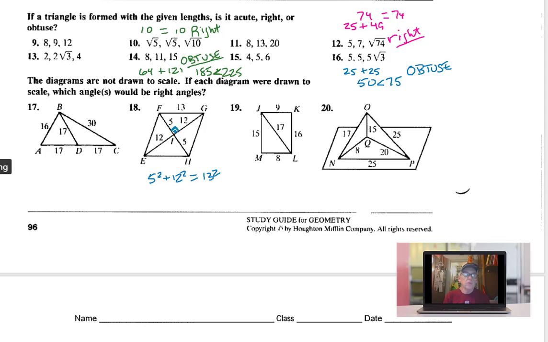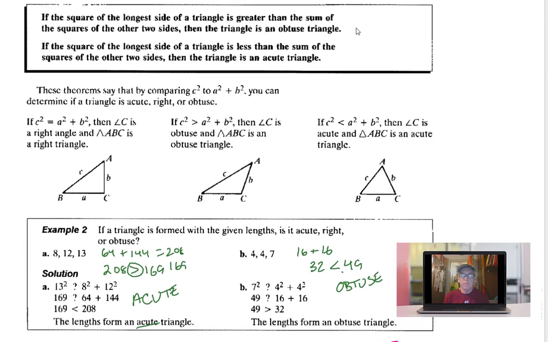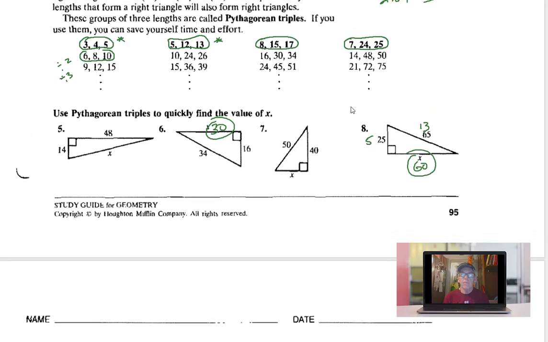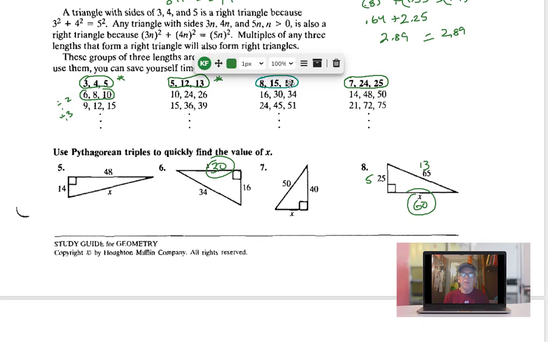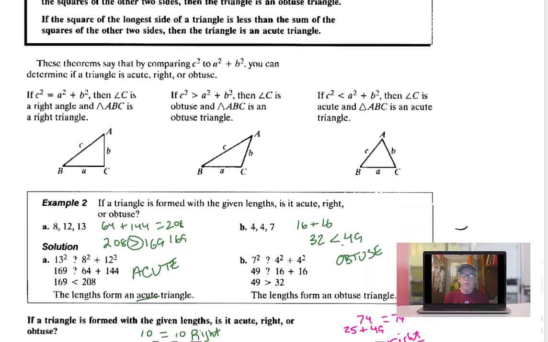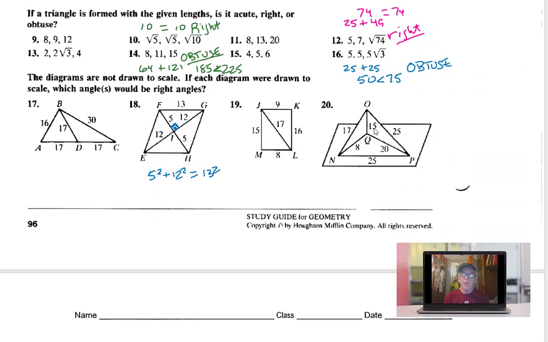Okay, let's look at number 20. So what I see here is a 15, 8, 17. I think that's a Pythagorean triple. Let's go up here and look on this other page and see. 8, 15, 17 is a Pythagorean triple. It means we have a right triangle here. So 8, 15, 17. Now the biggest one is going to be the hypotenuse. That means this is a right angle there. And since this is adjacent, this is going to be a right angle there.